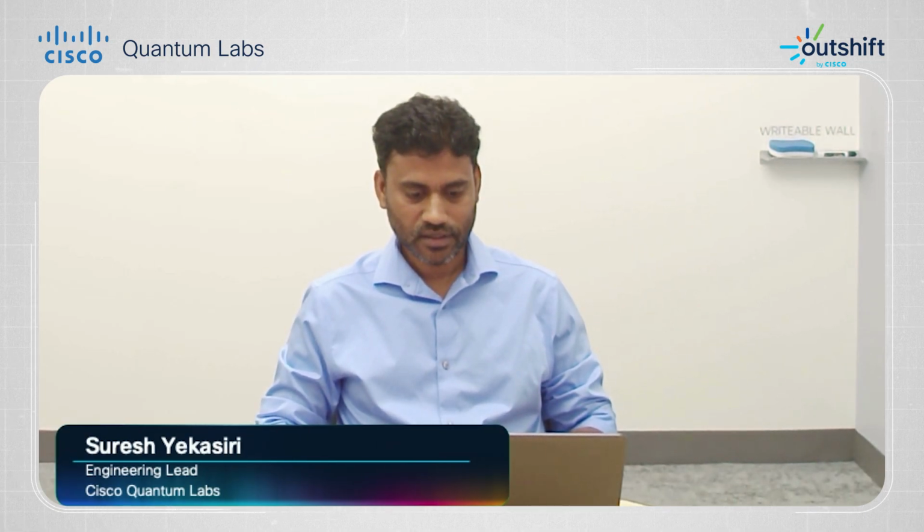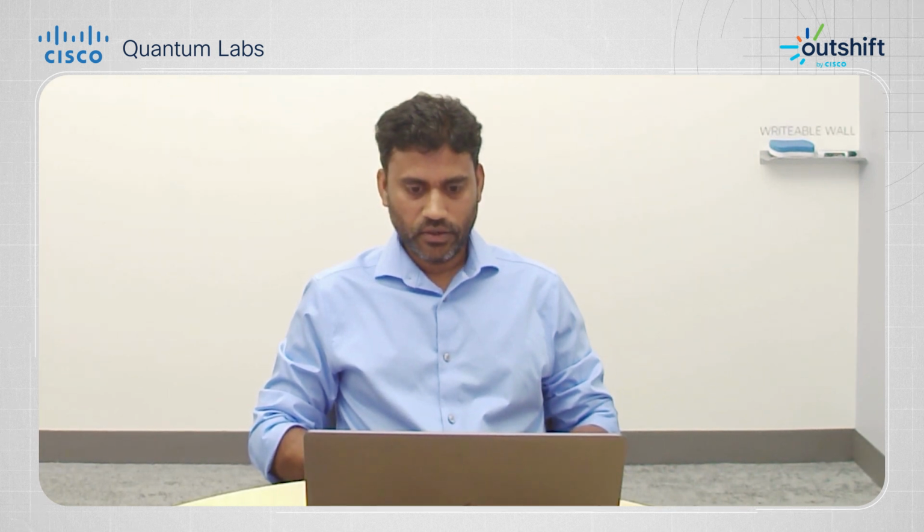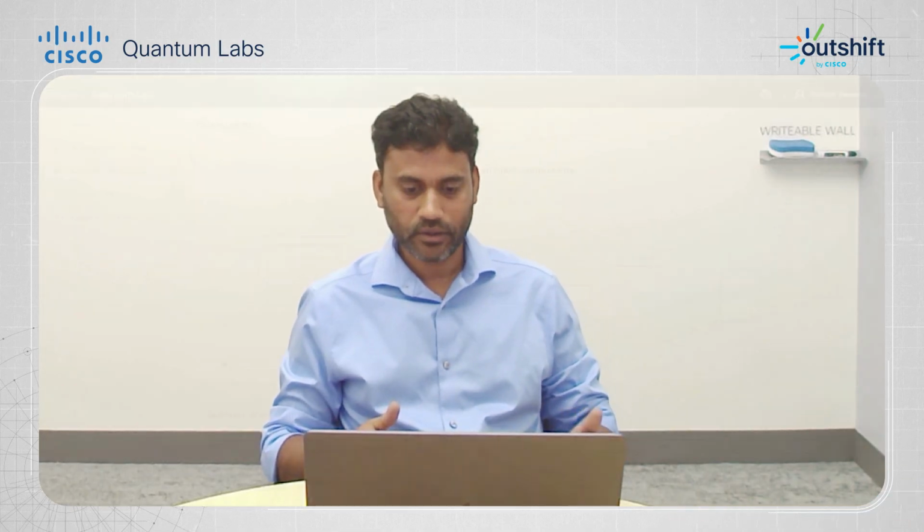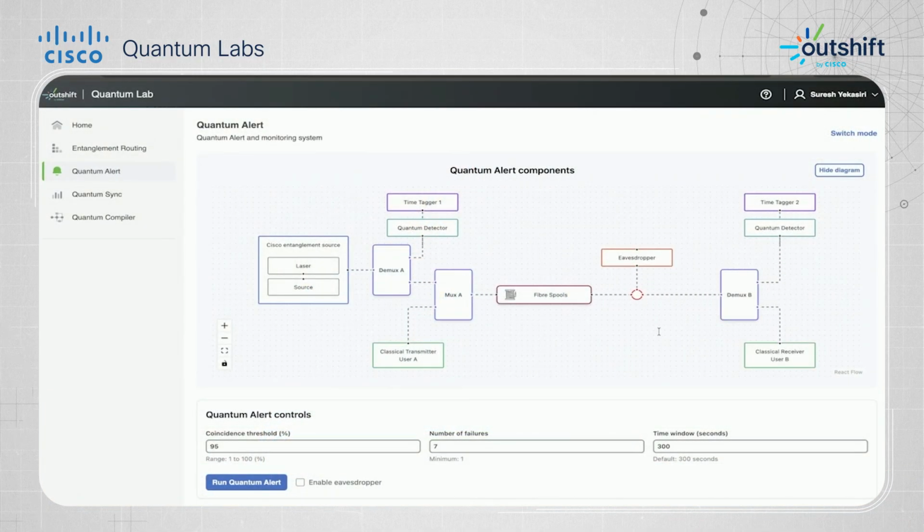Today I'll demo Quantum Alert, one of our quantum applications for classical use cases. Let me share my screen. Alright, so let me get into Quantum Alert. Okay, as Enith explained, the main objective of this concept is to identify the eavesdropper in the channel while transmitting classical data using quantum techniques. This demonstration will run on a real hardware setup in our Cisco lab located in Santa Monica.